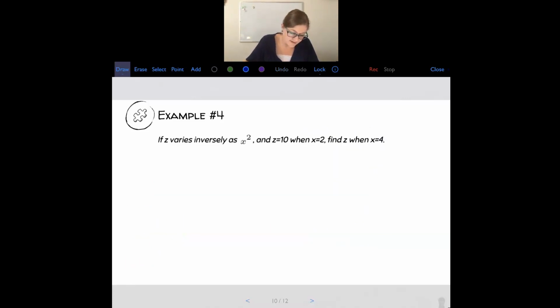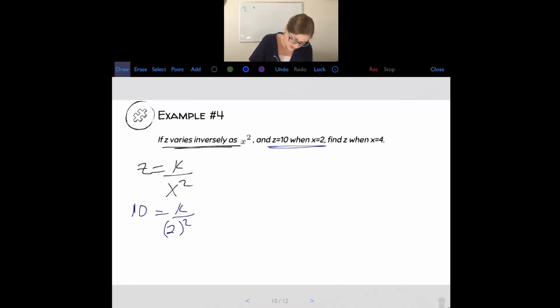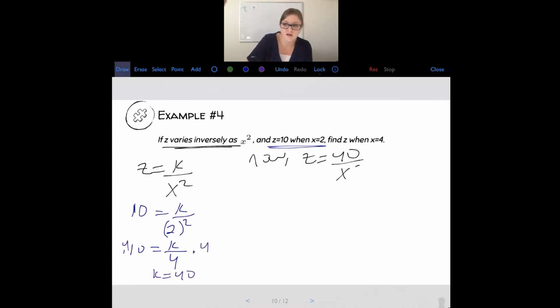Last problem, if z varies inversely as x squared and z equals 10 when x equals 2, find z when x is 4. So we have z varies inversely as x squared, so we've got a fraction going on. Z equals k over x squared. Okay, when z equals 10, x is 2, so that allows us to find k. So we have 10 is equal to k over 4, multiply both sides by 4, and we get k is equal to 40. Okay, so now we have z is equal to 40 over x squared.